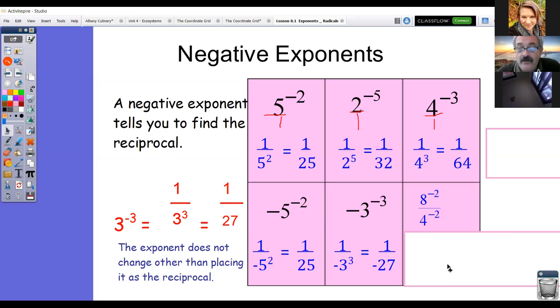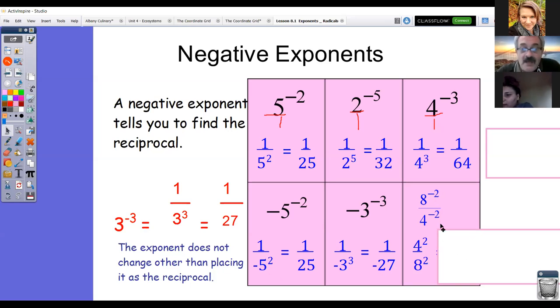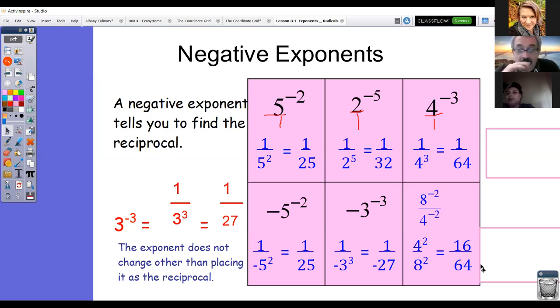Okay, one other thing I wanted to show you. These are both negatives, all right? So to do that, all I'm going to do is this goes to the bottom and this goes to the top. So that would be 4 squared over 8 squared. So pretty much you're just swapping it. So you put the one at the top, I mean at the bottom, and then you just swap the number to make it a positive? Absolutely. Yep, this one is never going to change.